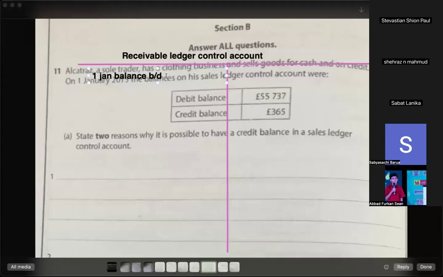1 Jan balance BD. So debit balance, how much do you have? 55,737. All right. So debit balance. Now, what about the credit balance? In your format, receivable ledger control account, you will see there is a balance on both sides. Did you see balance BD on both sides? And I have told you why there will be a balance BD on both sides. Remember in the class, there are 4 reasons. Balance BD 365. Okay.